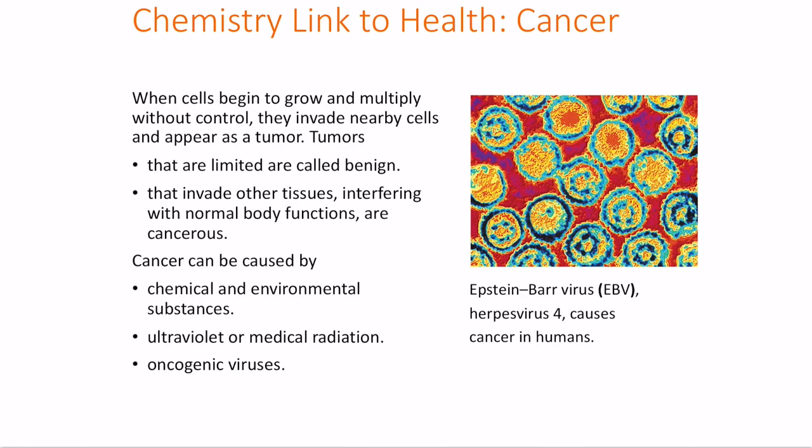Next is the chemistry linked to health. Let's start with cancer. When cells begin to grow, they multiply without control and then invade the nearby cells and appear as a tumor. Now the tumors that are limited are called benign, and there are ones that can invade other tissues, interfering with the normal body function. We call them cancerous ones.